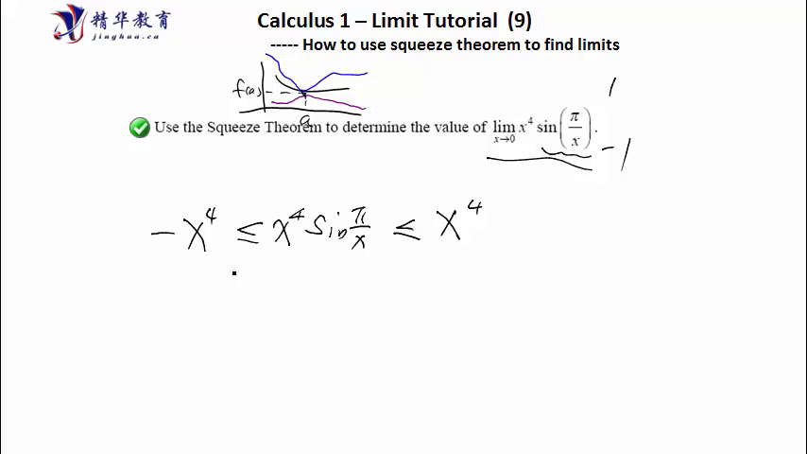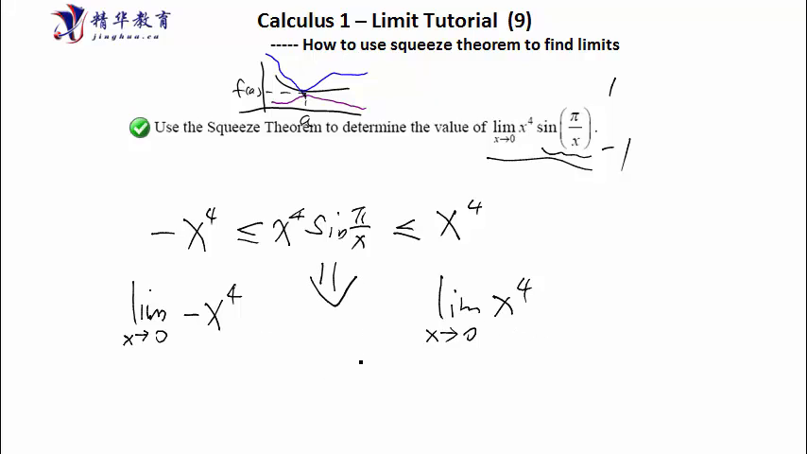As long as we prove the limit as x approaches 0 of negative x to the fourth and the limit as x approaches 0 of positive x to the fourth are both equal to 0, that means the middle one must be equal to 0. It's very easy to prove, right? We just plug zero into the functions, and that's it. We don't have any denominator problems. Plugging in 0, 0 to the power of 4 is equal to 0.